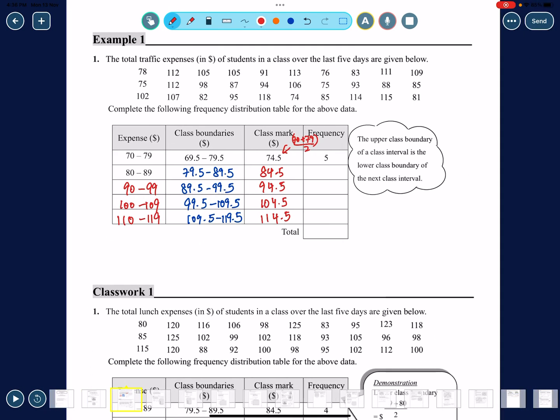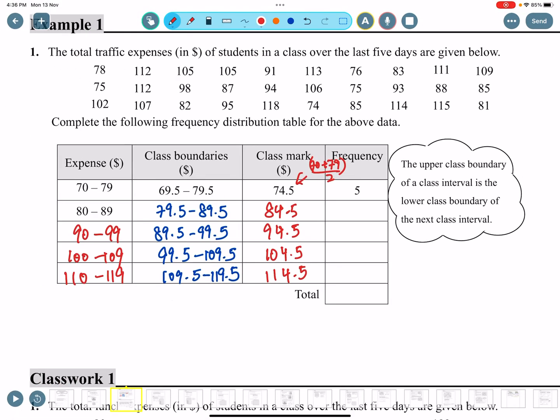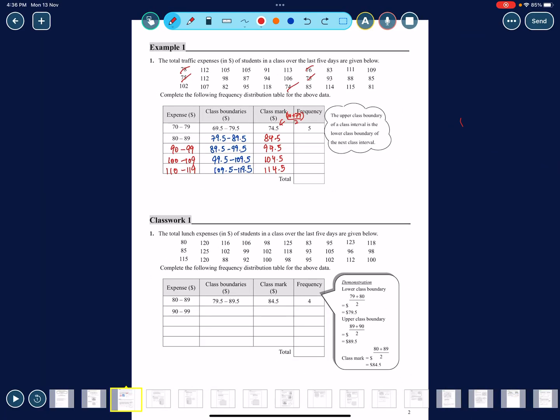Now for the frequency, you're just going to count. So for example, the numbers between 70 and 79 are 1, 2, 3, 4, 5, and that's why it's 5 over here. Okay, so I think you can do that.